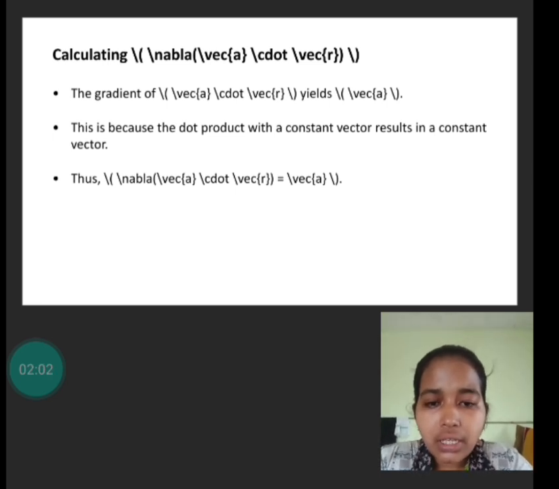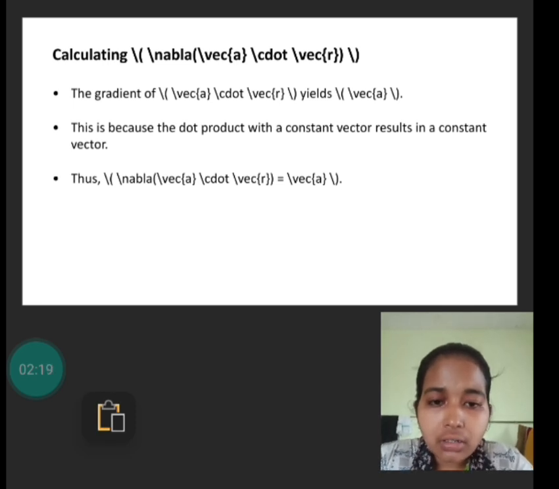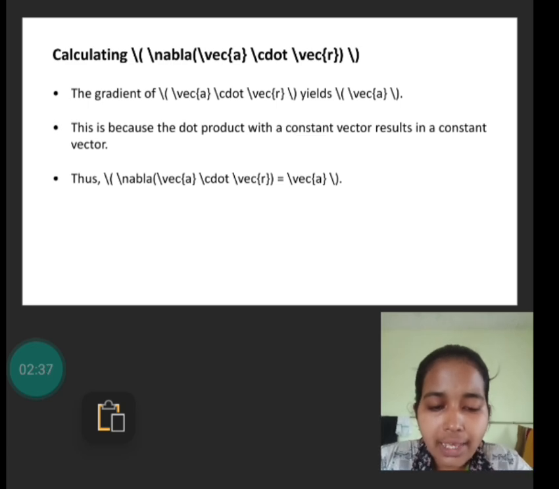Calculating the nabla of vector A dot vector r. The gradient of vector A dot vector r is vector A. This is because the product with a constant vector results in a constant vector. Thus nabla of (vector A dot vector r) equals vector A.